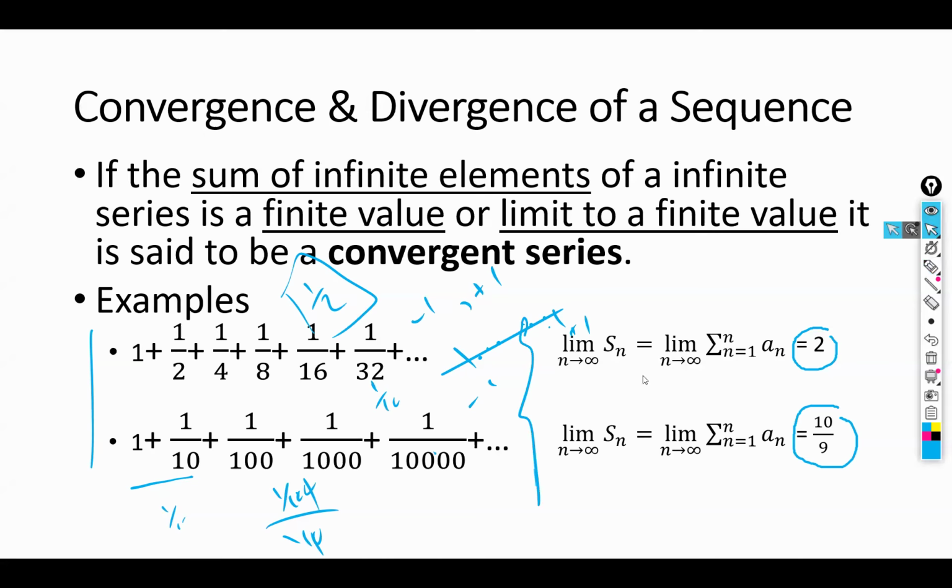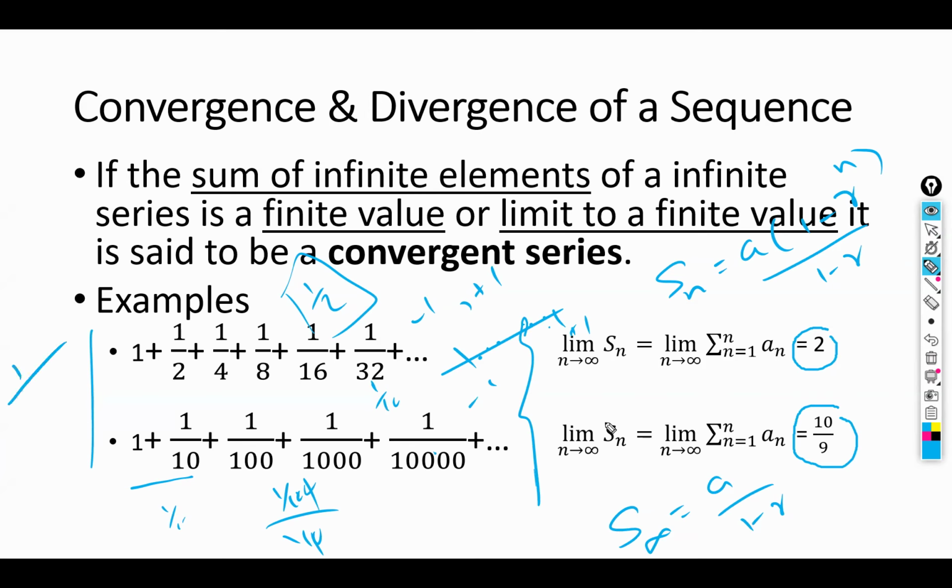And these series converge to, remember, Sn is a times 1 minus r to the power n divided by 1 minus r. But if your r is between -1 and +1, your S infinity is a divided by 1 minus r. So in this case, a is 1, divided by 1 minus 1 over 10. That is 1 divided by 9 over 10. That is 10 divided by 9. Here a is 1, r is half. 1 divided by half is 2.